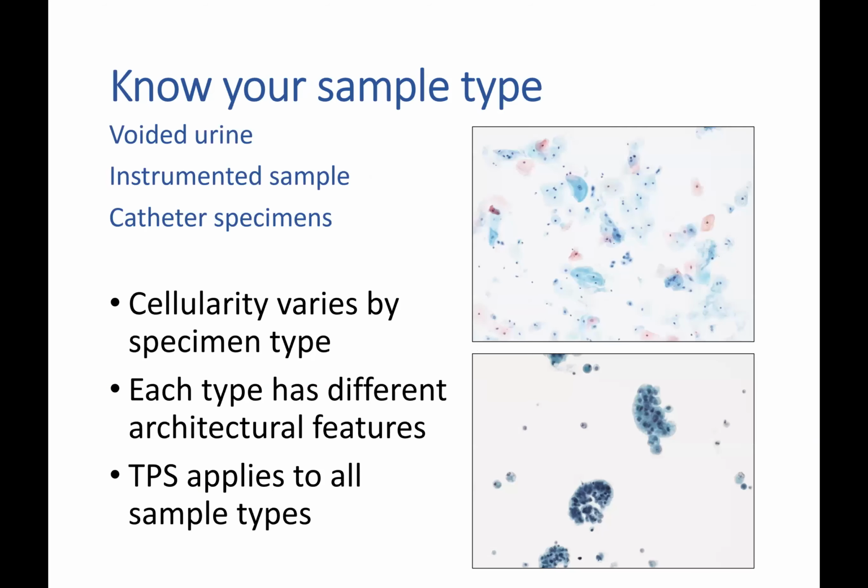It's important to know whether you're dealing with a voided or instrumented sample or a catheter specimen, and that's because the cellularity does vary between the specimen types. Instrumented samples are often much more cellular than voided samples, for example, and each also has different architectural features. Voided urine will consist mostly of dispersed single squamous and urothelial cells, whereas in instrumented samples, clusters are common. Catheter samples can be very degenerate. The PARIS system, however, applies to all sample types.